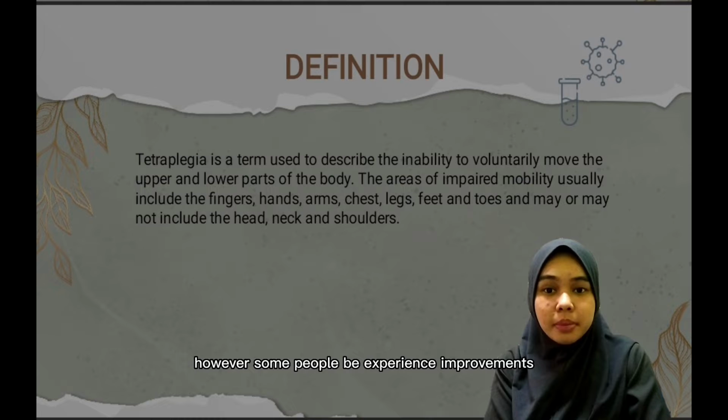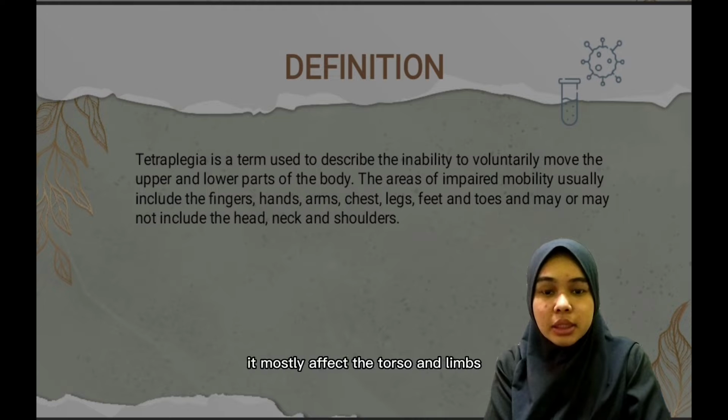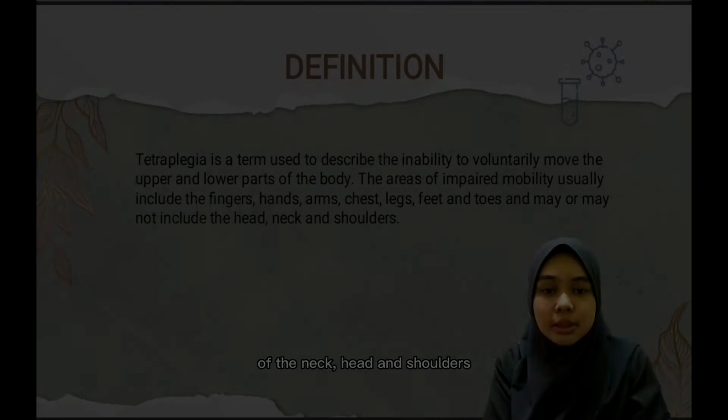However, some people may experience improvements in symptoms and others may regain better or complete control over the affected areas with time. It affects different parts of the body depending on the person. It mostly affects the torso and limbs, but some people will also have paralysis of the neck, head and shoulders.